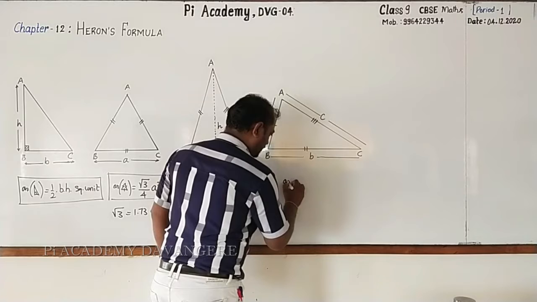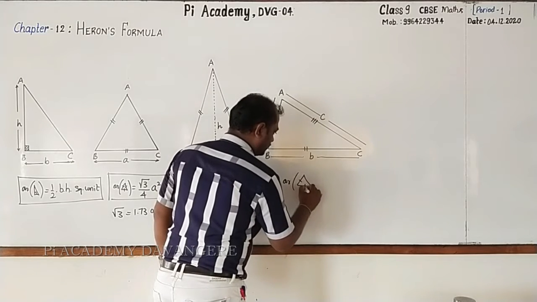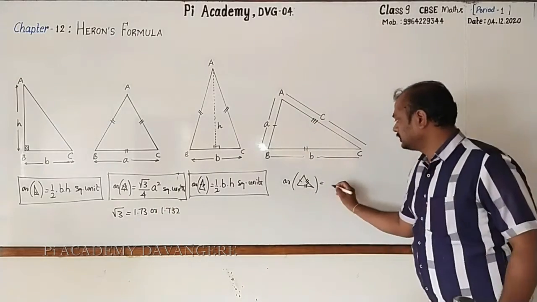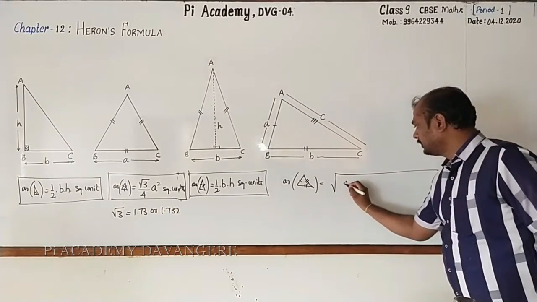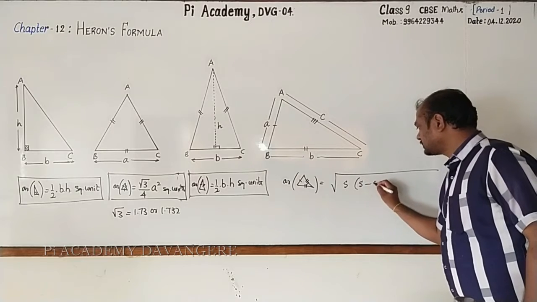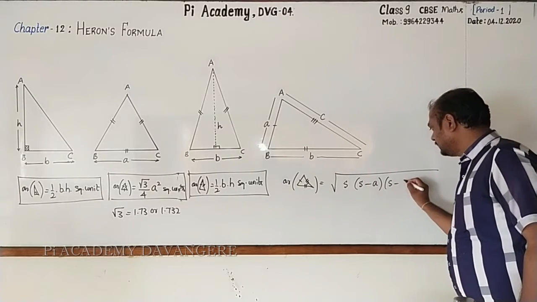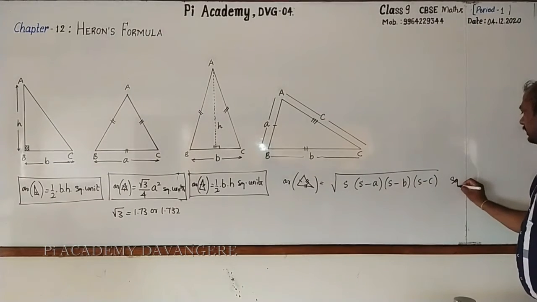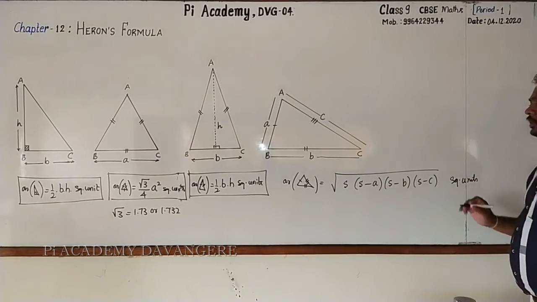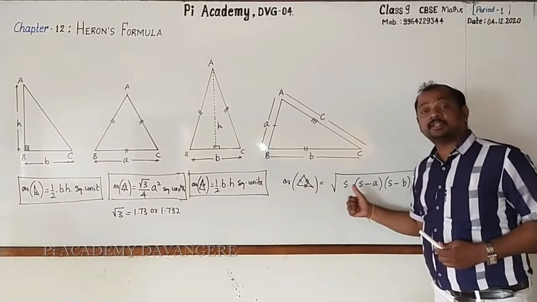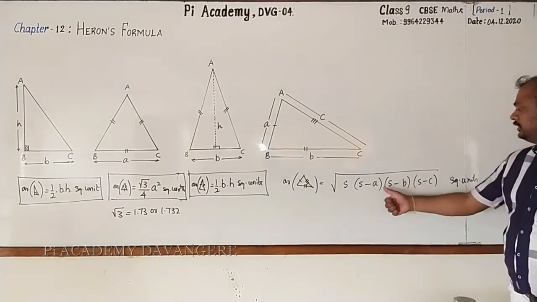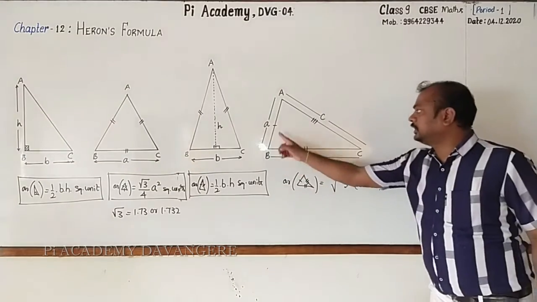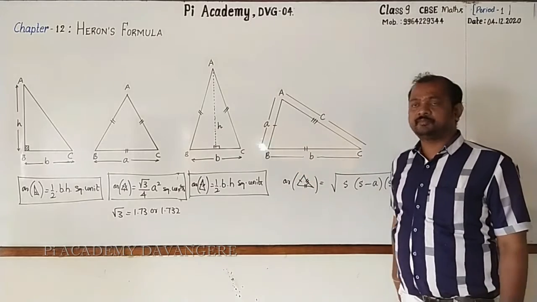Look here, area of a scalene triangle is equal to square root of s into s minus a into s minus b into s minus c, square units. Then you all may be thinking that what does s represent and what do a, b and c represent? Here a, b and c, they are all the sides of the triangle.